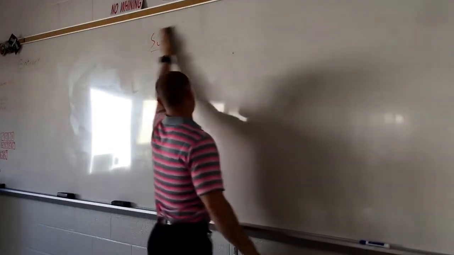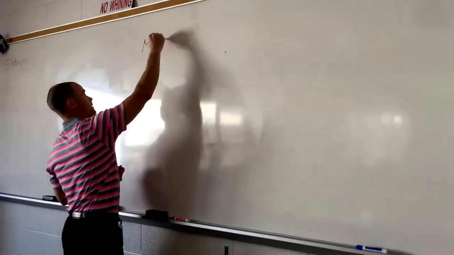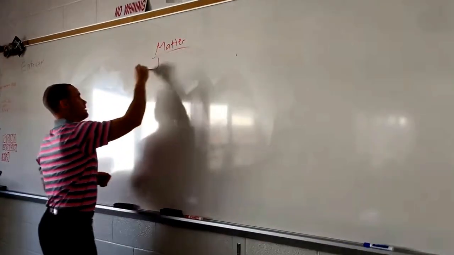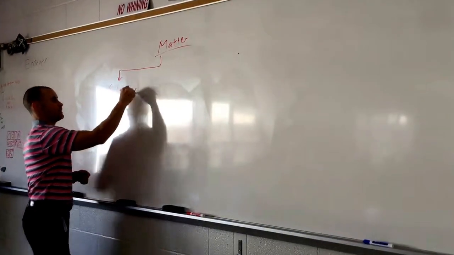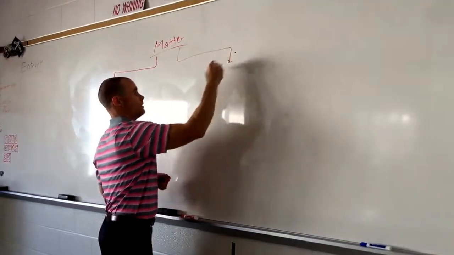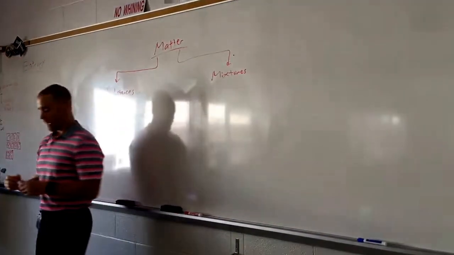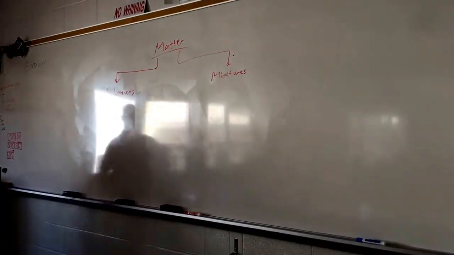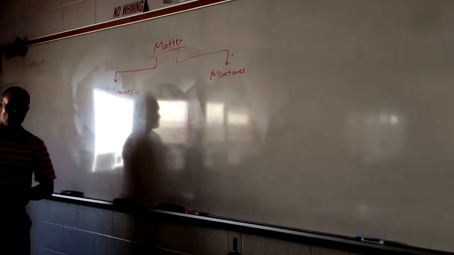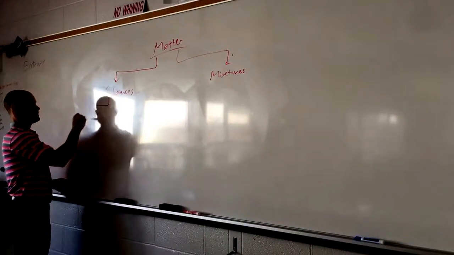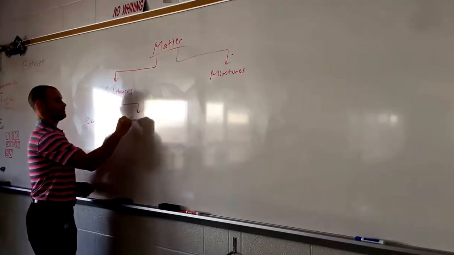All right. So now copy this flow chart down in your notes. We got matter on top. Over here we got substances. And then over here we got mixtures. These are the only two types of matter. Everything in this room is either a substance or a mixture. Most things are mixtures. Your two types of substances are elements and then compounds.